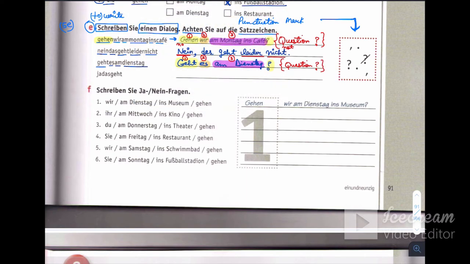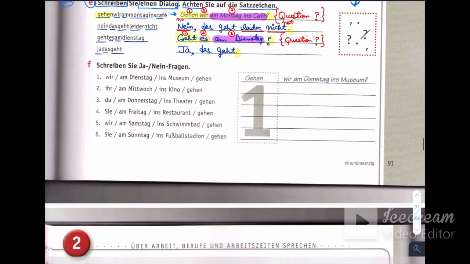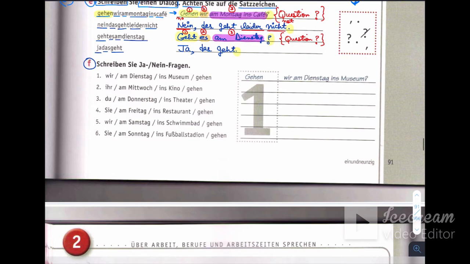Okay. Okay. Fourth one. Ja, das geht. Okay. Ja, das geht. Again, this is a sentence form. Okay, that's why we are using a dot, full stop. Okay, like this we need to do it. Okay. Schreiben Sie Ja-Nein-Fragen. Yes, you need to write yes or no questions, yes or no, Fragen, question. Yes or no question.